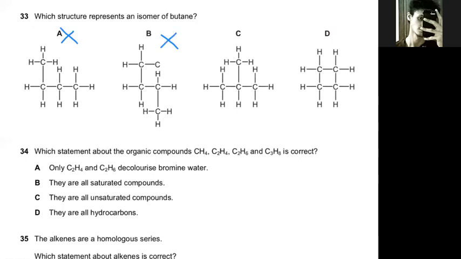D is a cycloalkane, and C is the isomer of butane. That is methylpropane. C is the correct option.